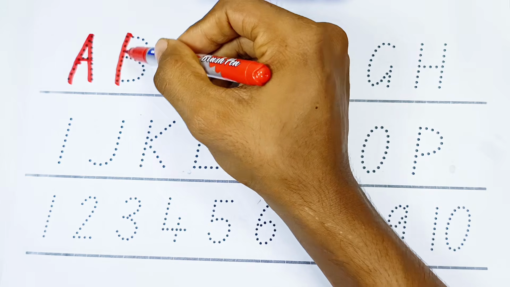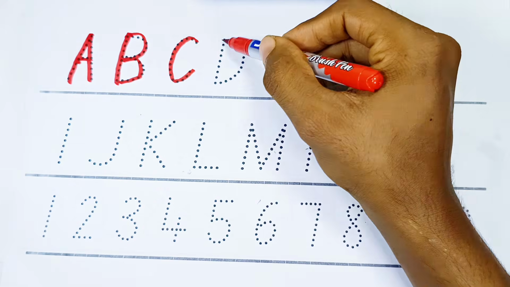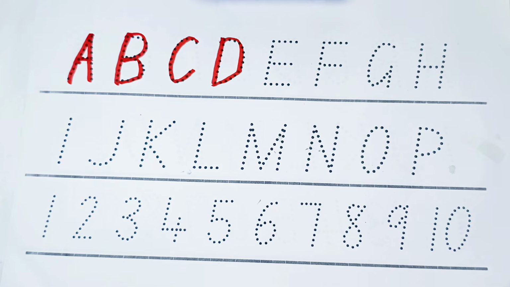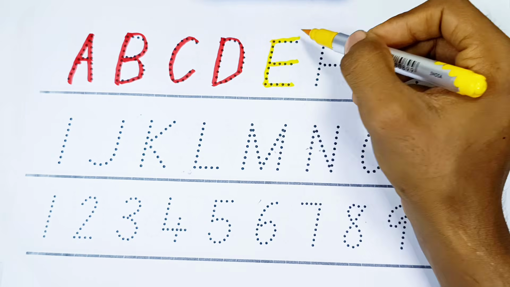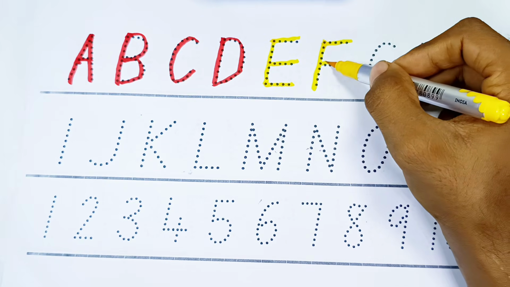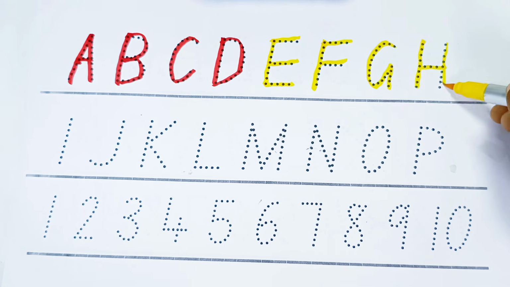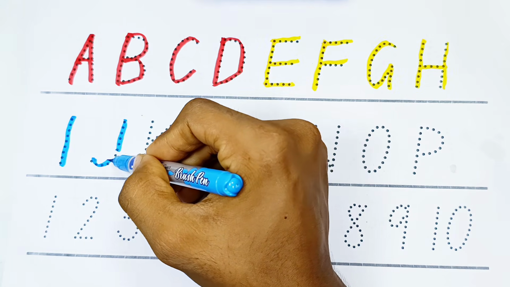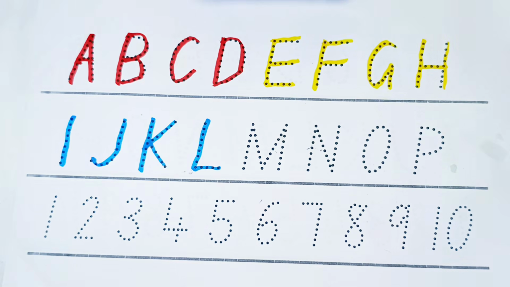A for apple. B for ball. C for cat. D for dog. Kids, now you draw E. E for elephant. F for fish. G for God. H for helicopter. Kids, now you draw I for ice cream. J for joker. K for king. L for lion.